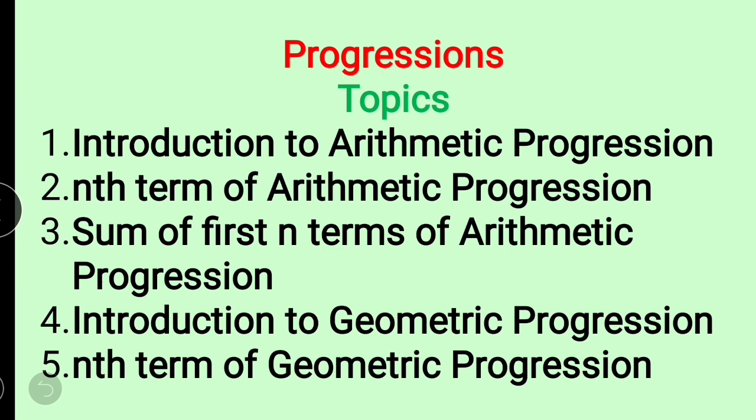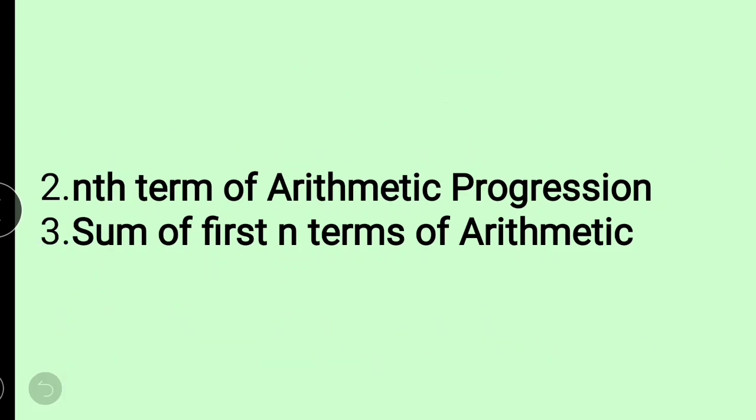So we are learning the progression chapter. In this chapter, a total of 5 topics are there. The first 2 topics are completed, and one slip test was also completed on these 2 topics. Today we are going to learn the new topic, that is the sum of the first n terms of an arithmetic progression. But before starting this topic, let me explain the slip test answers.